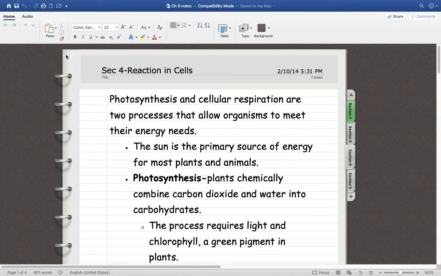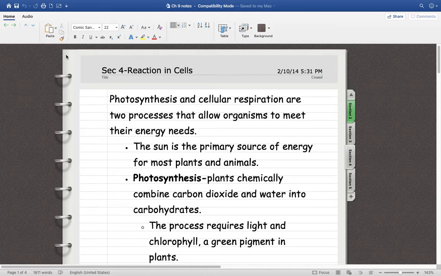Hey everybody, this is section 4, reactions in cells. This is the last section, so I'm going to give you the study guide also, maybe tonight, which is Thursday night, just so you can start working on it.